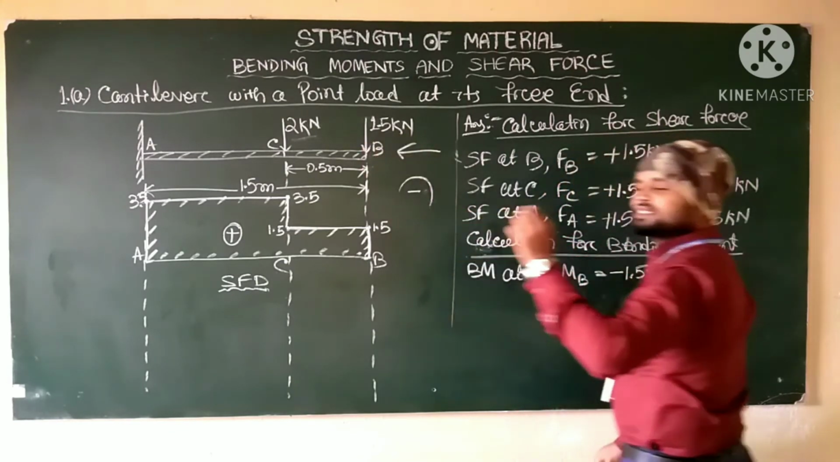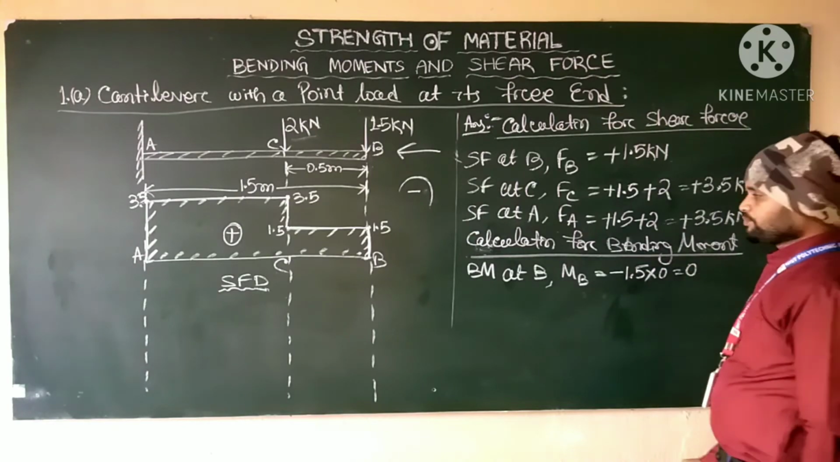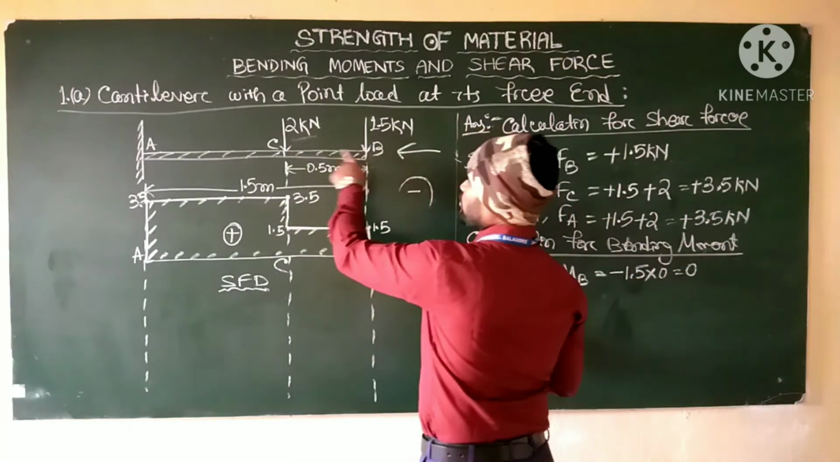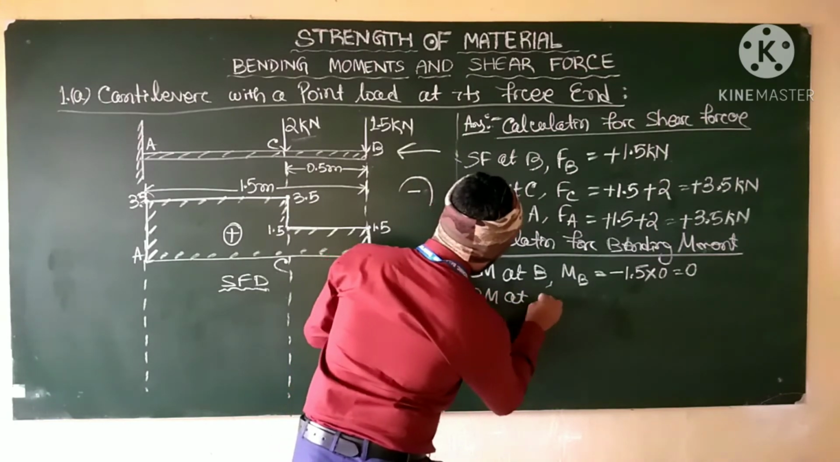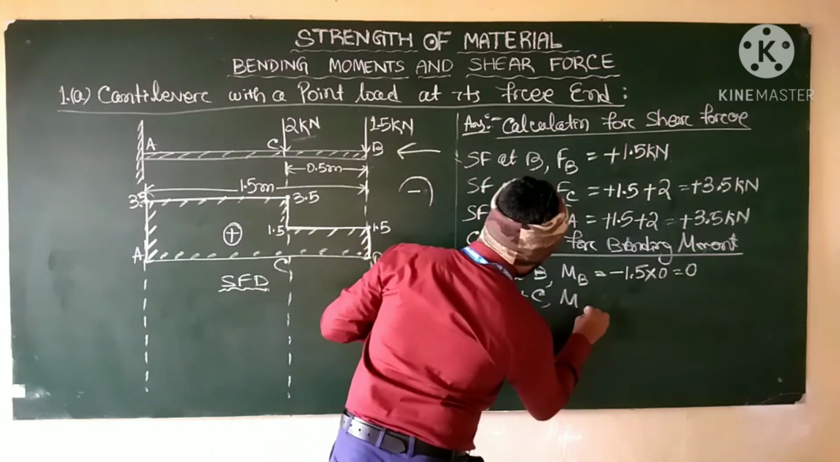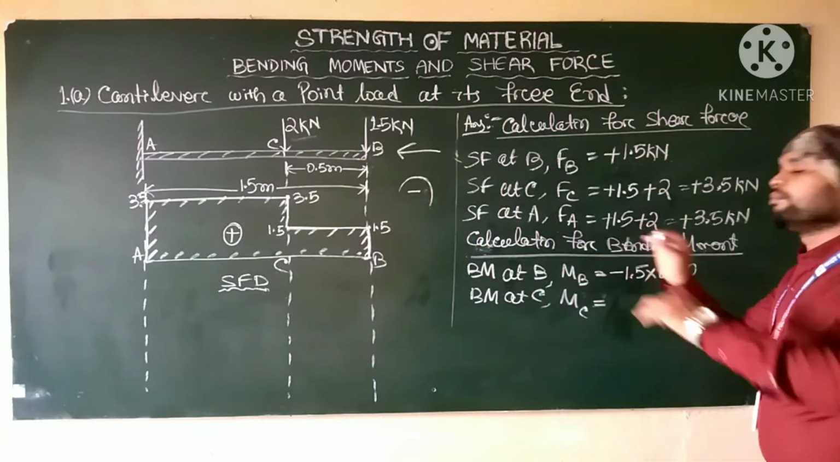So the distance is 0. 1.5 into 0 is how much? 0. Next, after B, what will come? Point C comes. So the bending moment at C, we can say MC equal to. So at point C, we will calculate the bending moment.